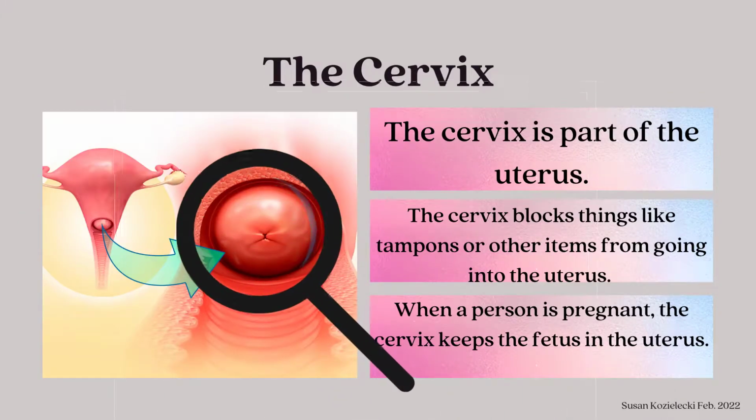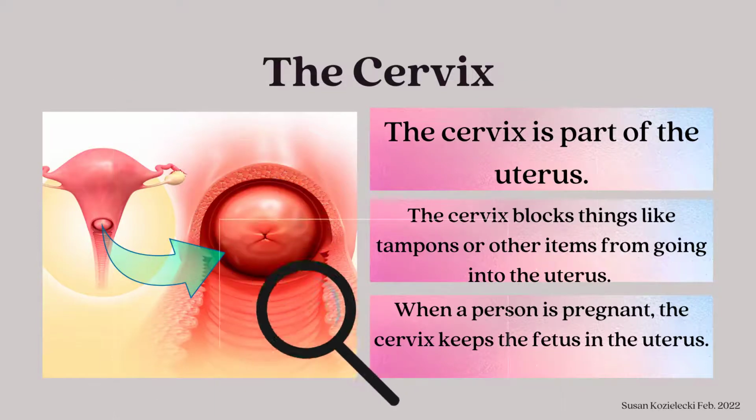The cervix. The cervix is part of the uterus. The cervix blocks things like tampons or other items from going into the uterus. When a person is pregnant, the cervix keeps the fetus in the uterus.